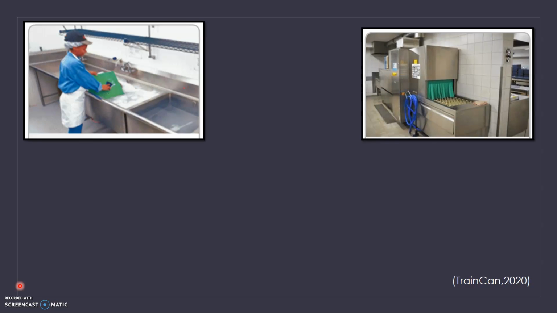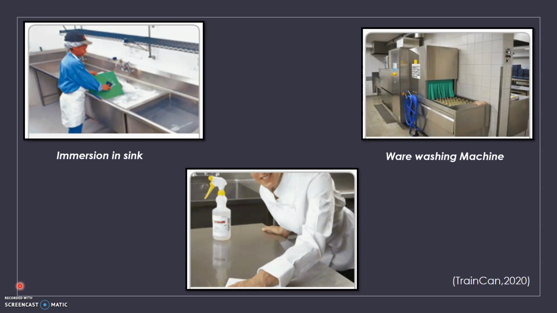And there are three ways we use this: immersion in sink, washing machine, and spray sanitizing. Immersion in sink and washing machine can be used for both the heat method as well as the chemical method, whereas spray sanitizing cannot be used in the heat method. It does not make sense to have a spray bottle filled with hot water and then spray it on the surface and then wipe it off. Immersion in sink and washing machine work well for both of them.